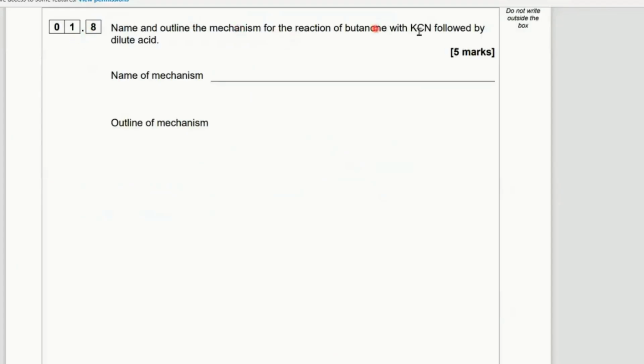Okay, 1.8. Name and outline a mechanism for the reaction of butanone with KCN, followed by dilute acids. So first of all, I'm going to do the mechanism because it's easier to do that than name the mechanism after. So I'm going to draw out butanone. 4 carbons. We need a carbonyl group somewhere on there. So there we go. The carbonyl group has either got to be on the second or third carbon, so it'll always be the second carbon, as it would be an aldehyde if it was on the other ends.